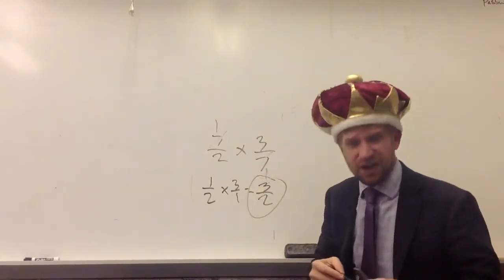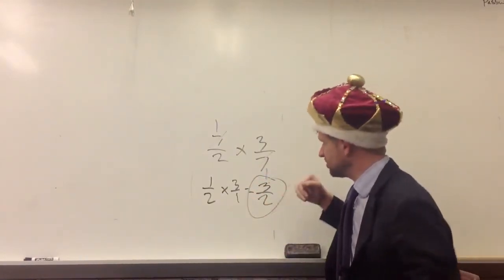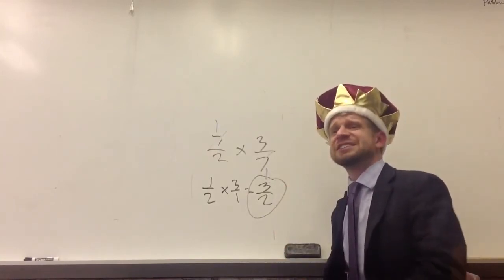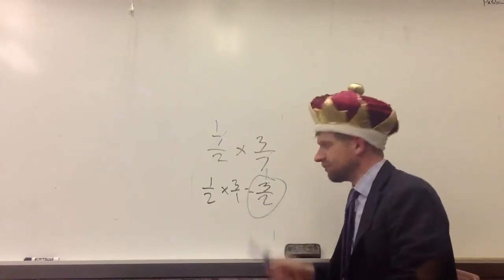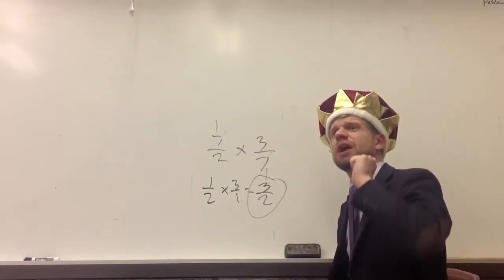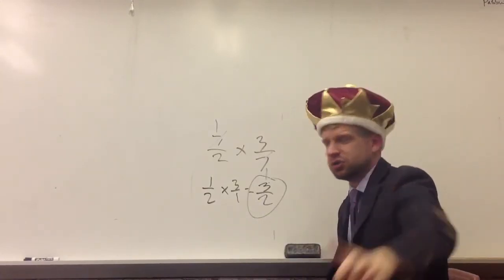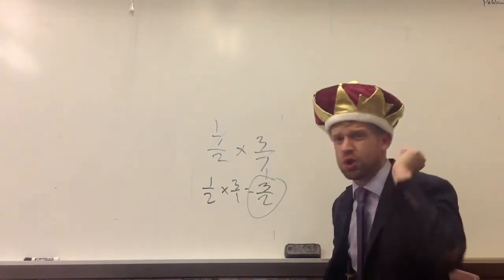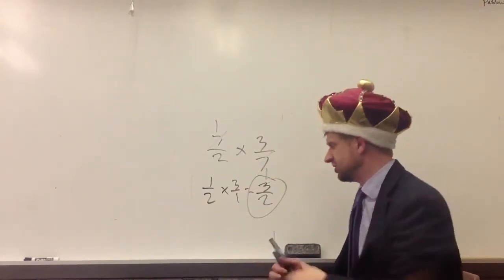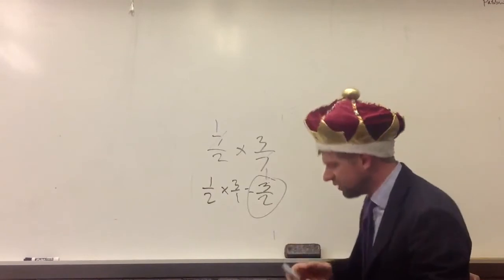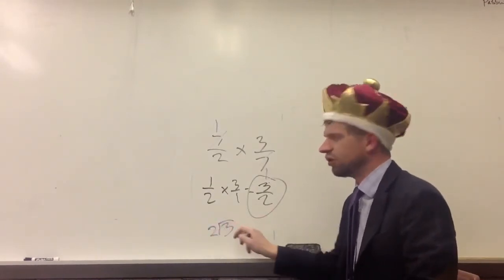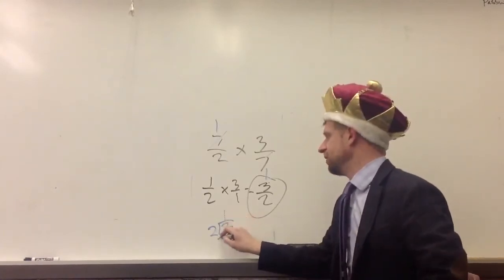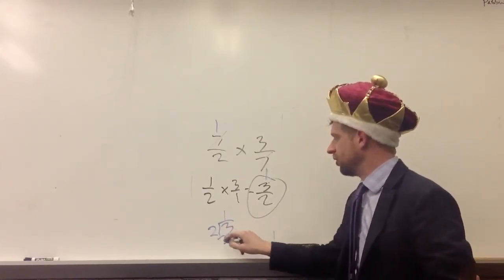That's not my final answer, though, because 3 over 2 is an improper fraction, so I must make it into a mixed number, or mixed fraction, whatever you want to call it. It's mixed and it's a fraction. To do that, I divide it. 2 divided into 3. 2 goes into 3 one time, minus 2. I get 1 left over.